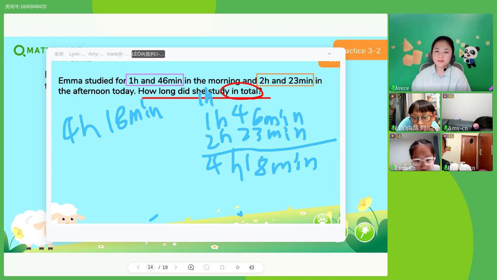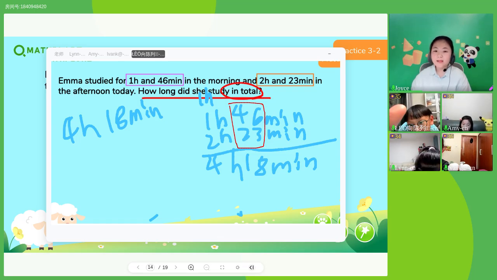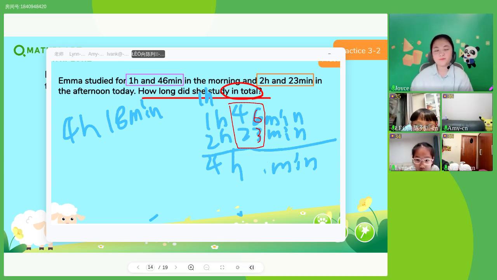Check this part. We plus them together equals to how many? 78. How? 6 plus 3. How can that become 8? Oh, 6 plus 9. And 4 plus 2? 60. Yeah, so we need to convert it. Yep, now you're right. Okay.